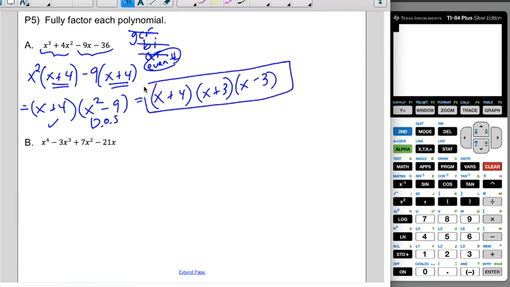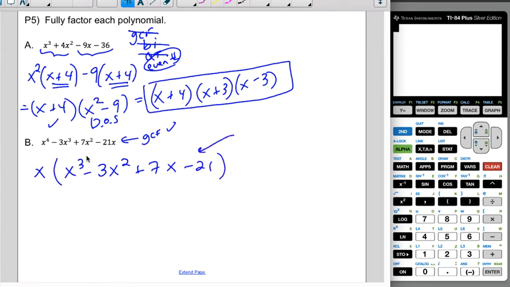All right. Last one, right? So first thing you're going to do is you're going to look for a GCF. We always look for that first, and there actually is one. There's an x. Once I pull that out, I get an x cubed minus a 3x squared plus a 7x minus a 21. So then I look at this thing on the inside, right? And it doesn't have a GCF anymore because I already took care of that.